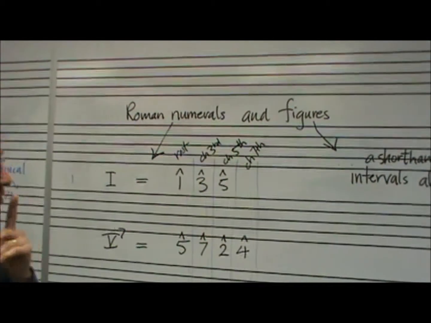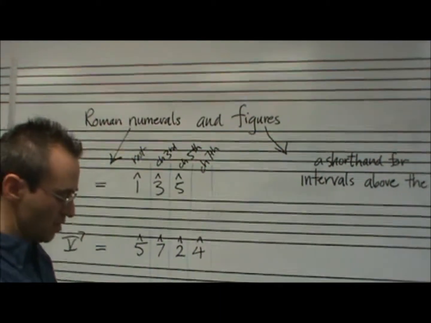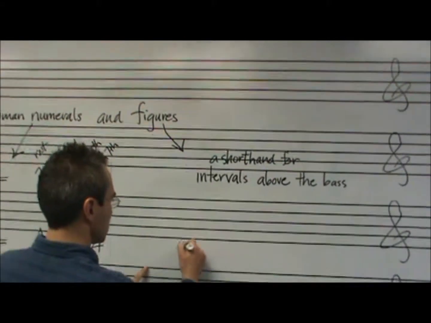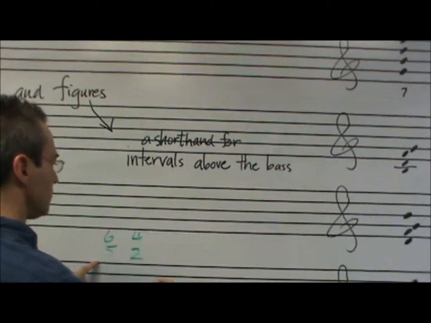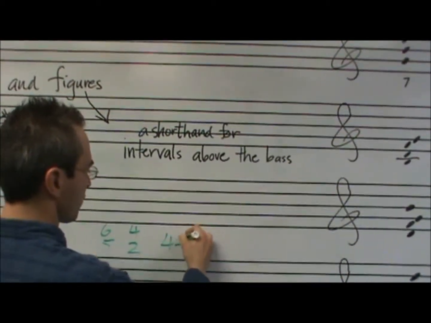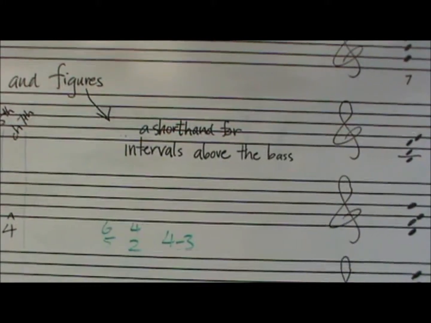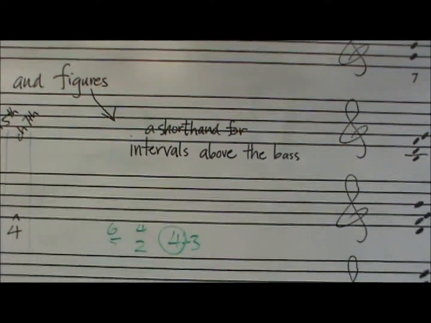Figures, let's talk about those. Figures are these little symbols that follow. Some of them might be things like 6, 5 and 4, 2. And you also get crazy things like a 4, 3 suspension. Things that are not all chord tones. This is a suspension represented by that 4th.